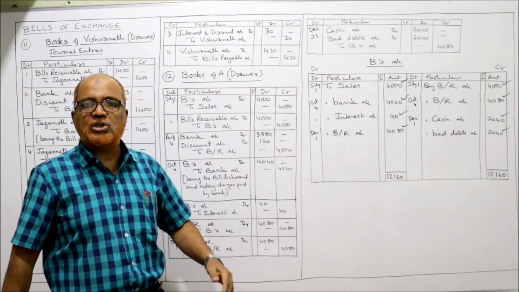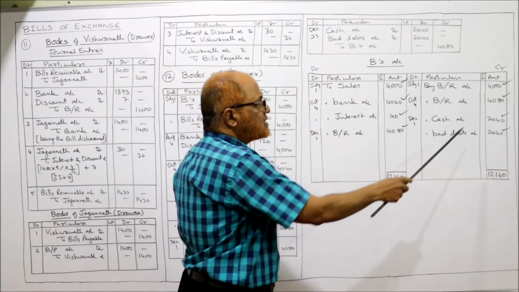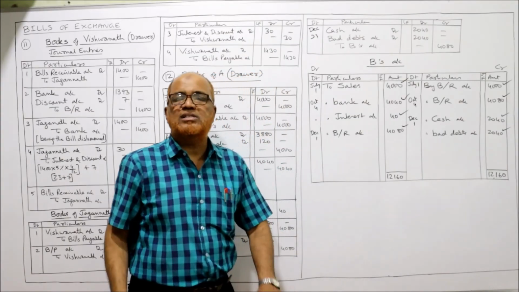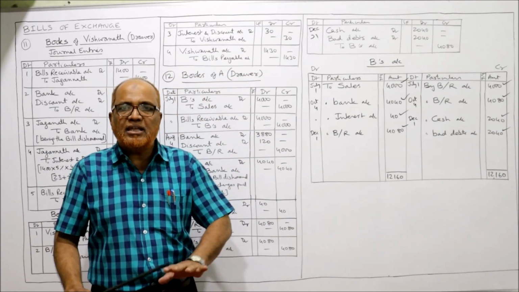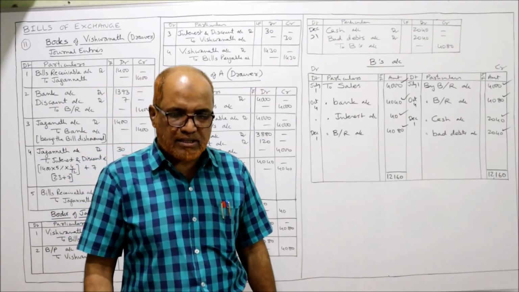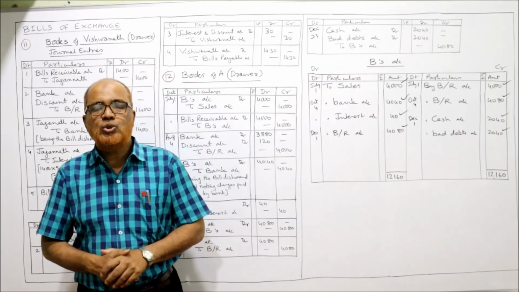After completing the posting, see the account is closed. Debit side 12,160, credit side 12,160, B's account is closed. Nothing is due from B. That's all. So this is the end of problem number 12.